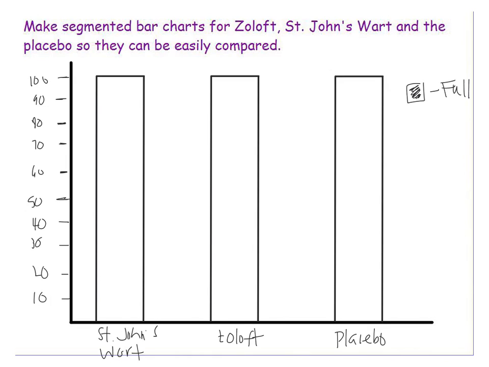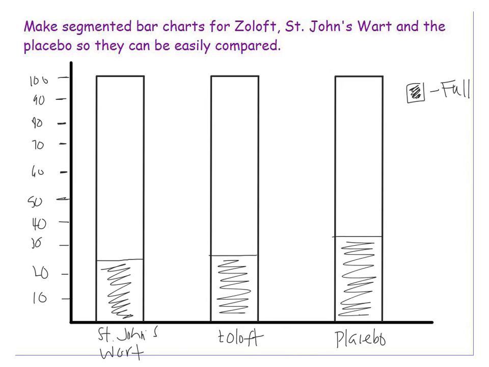So let's start with St. John's wort. Its full percentage was 24. So I'm going to come up to 20, little past, not quite halfway, make a line, and I'm going to color it in black. Zoloft was 25, so almost the exact same area. Now the placebo was 32, so I need to go up above 30 just a little bit.